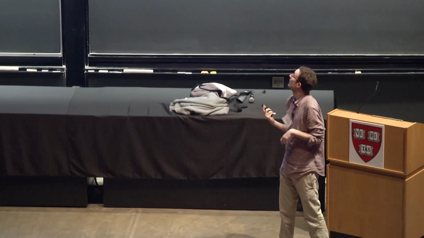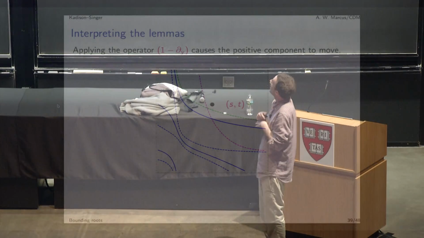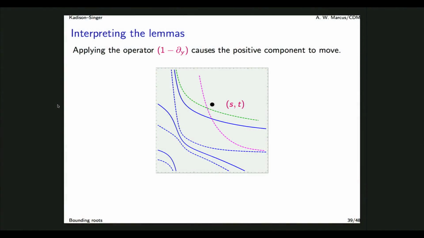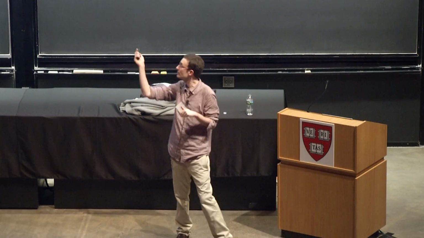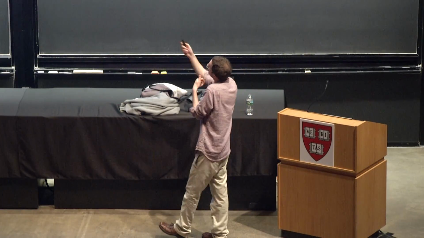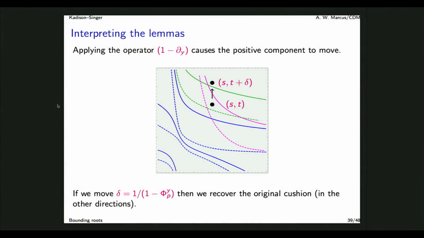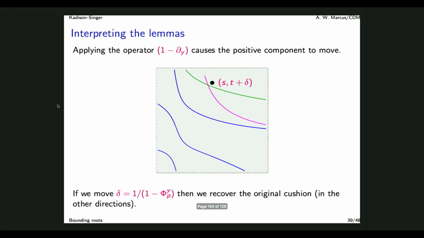Okay, so here's what's happening. I'm applying the 1 minus partial derivative operator. That's causing this blue line to go up. Then these are going to be my new barrier functions. You can see that we've lost cushion because we're not inside the barrier anymore. But if we move this delta amount in the direction that we took this operator, then we recover our original cushion in all of the other directions. And so now we're back inside the barrier that we need to be in, and we can iterate.